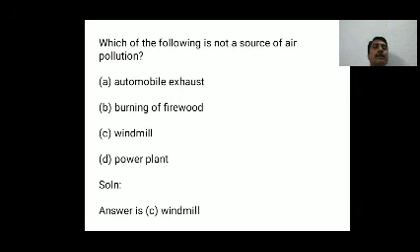Automobiles release carbon monoxide into the atmosphere. Burning of firewood releases smoke, particulates, carbon dioxide and carbon monoxide. A power plant also generates oxides of carbon, nitrogen and sulfur. Windmill is the answer, since a windmill generates electricity from air.